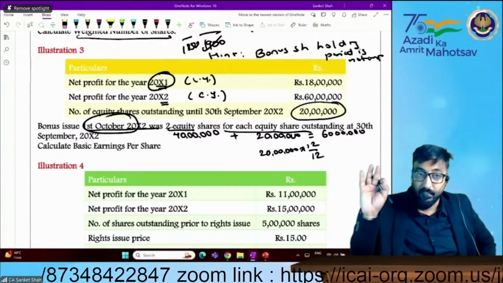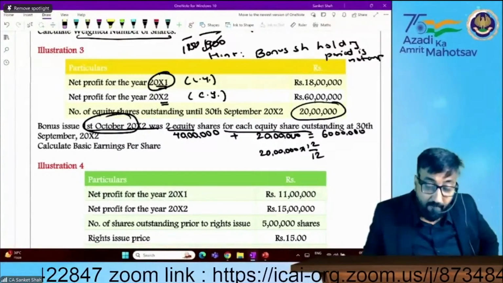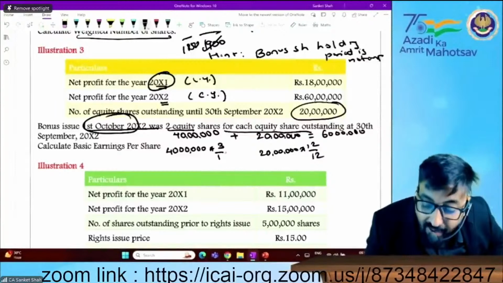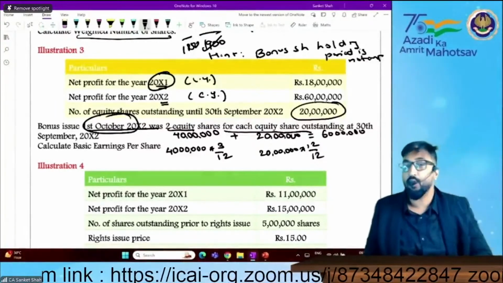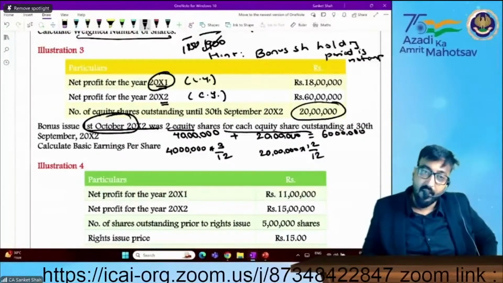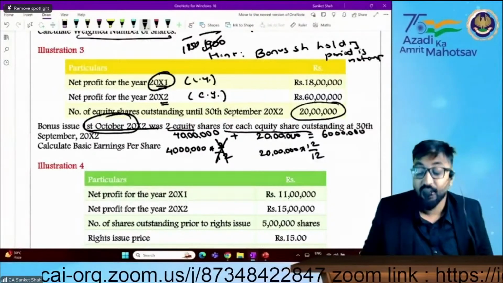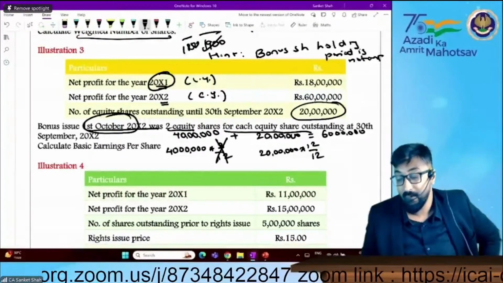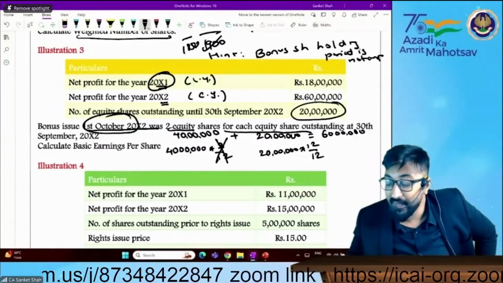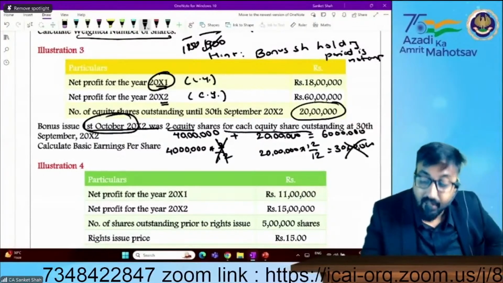Now, 1st October means October, November, December. If you don't know the provision, you will consider 40 lakhs into 3 by 12. Sir, we issued in October, no? So October, November, December, you only told us the holding period is important. 3 by 12. No. For bonus shares, it should not be 3 by 12. So if you don't know the provision, your answer will be 10 lakhs plus 20 lakhs, so 30 lakhs.